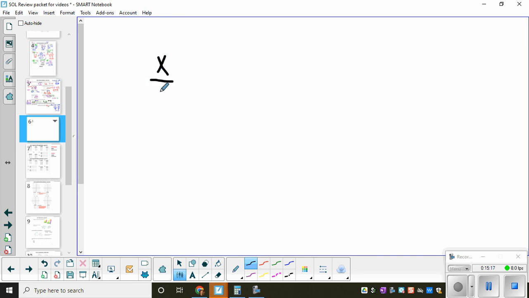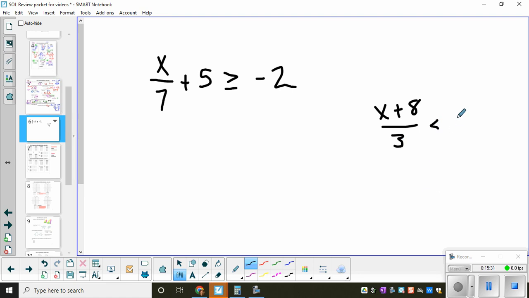Okay, so let's say we had x over 7, and let's say it said plus 5 is greater than or equal to negative 2. Let's say we had x plus 8 over 3, and that was less than 12. And let's have an x minus 5 over negative 6, and that equals negative 30. Or we'll put the less than or equal to symbol.